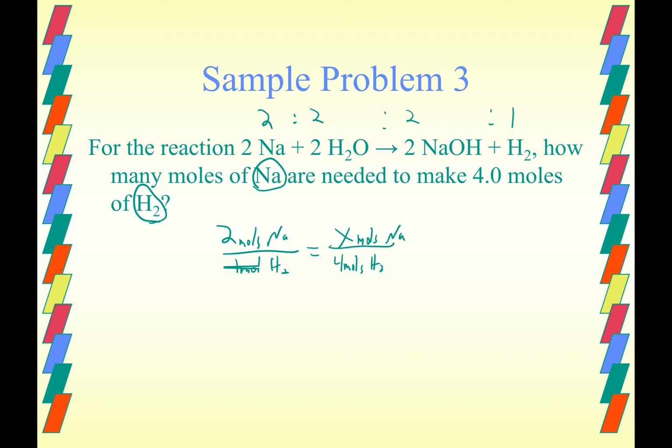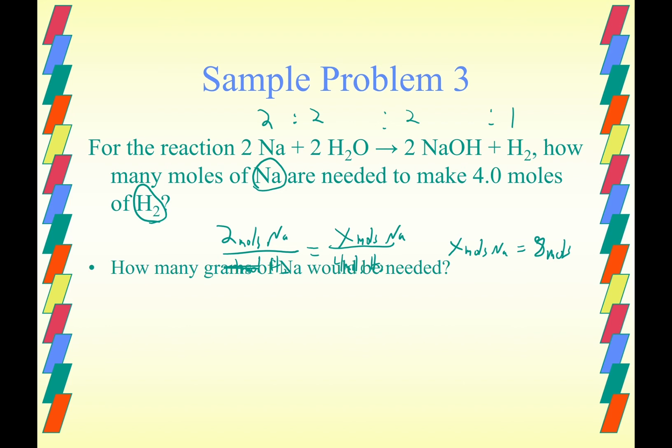So what we'll do here is we'll cross multiply, and our X moles of Na is equal to 4 times 2, which would be 8. Which makes sense because twice as much sodium is required to make half the amount of hydrogen, and this is the case here as well. This would be 8 moles.